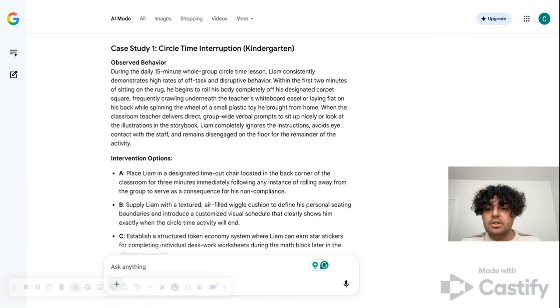When the classroom teacher delivers direct, group-wide verbal prompts to sit up nicely or look at the instructions of the storybook, Liam completely ignores the instructions, avoids eye contact with the staff, and remains disengaged on the floor for the remainder of the activity. So I'm now leaning away from attention and making this mostly an escape type behavior.